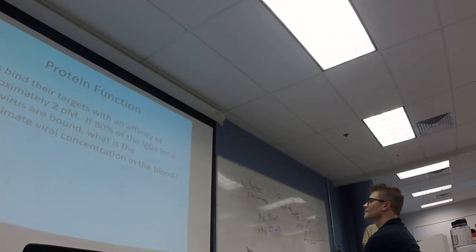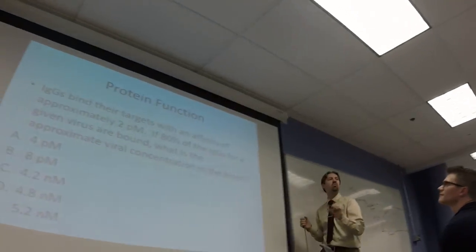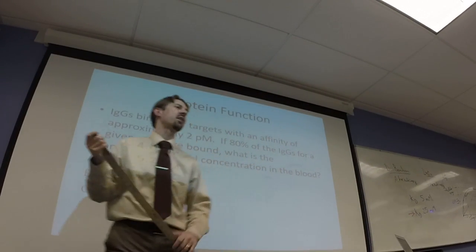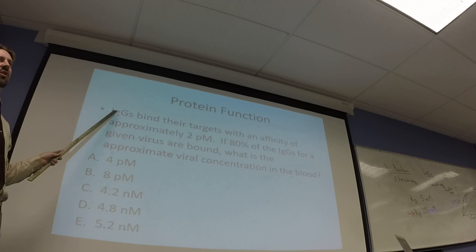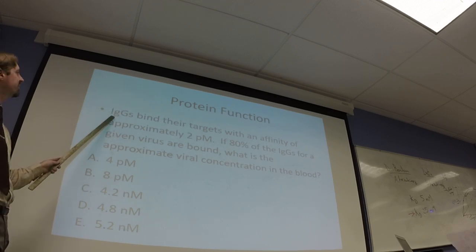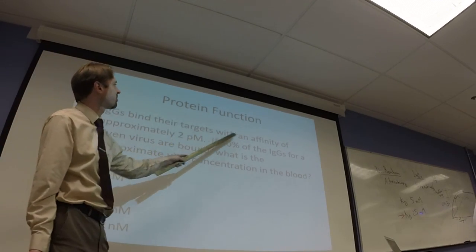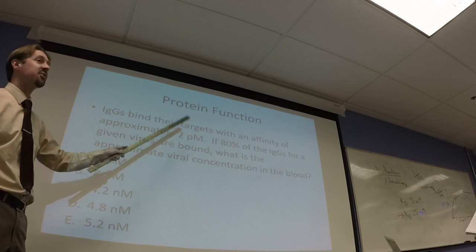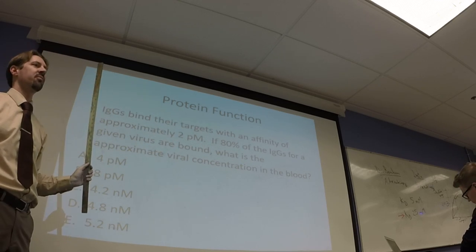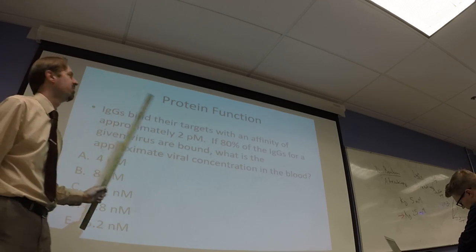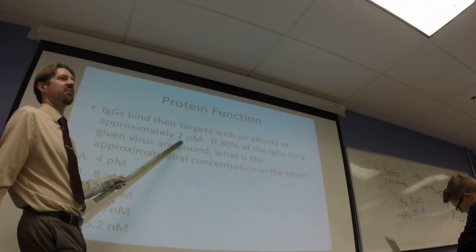Okay, so that's a very qualitative example of how we can think about and use this. I still want a quantitative example. I know we're running out of time, but check it out. Here's a very real example. IgGs, which are antibodies in your immune system, bind their targets with an affinity of about 2 picomolar. That's a pretty common affinity. Pico is very small. That's 10 to the negative 12th, if you've forgotten.